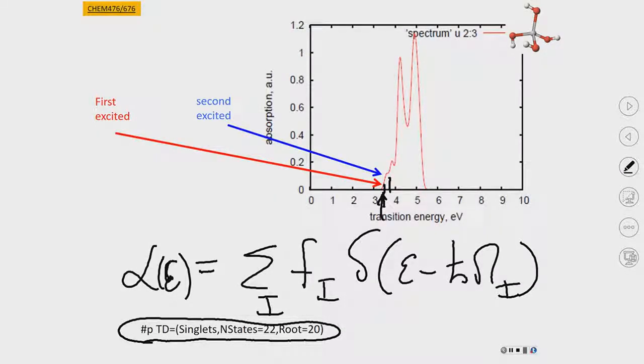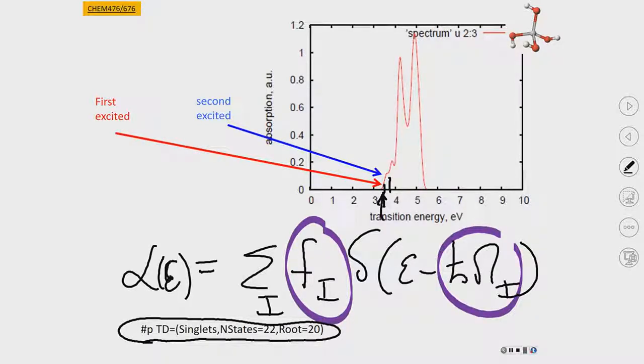And then if you parse this information about transitions, you can also dress it with a profile, this kind of spectrum. So here it appears at 3.5, which is very adequate.